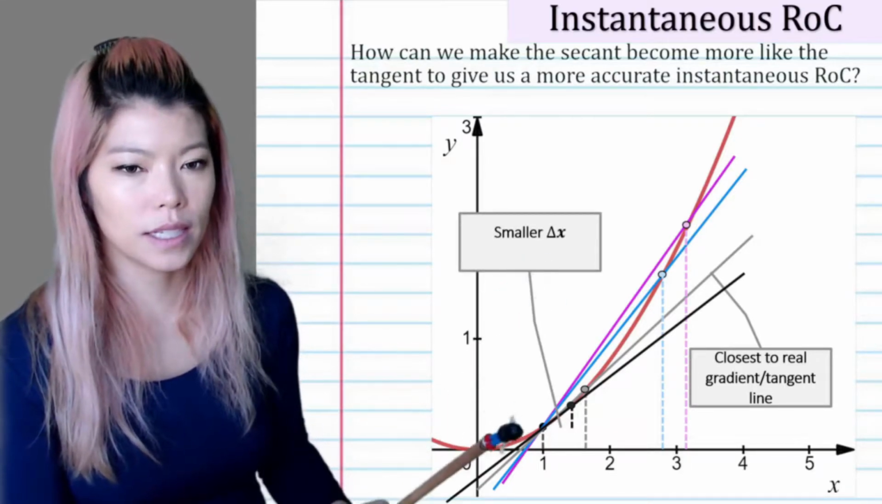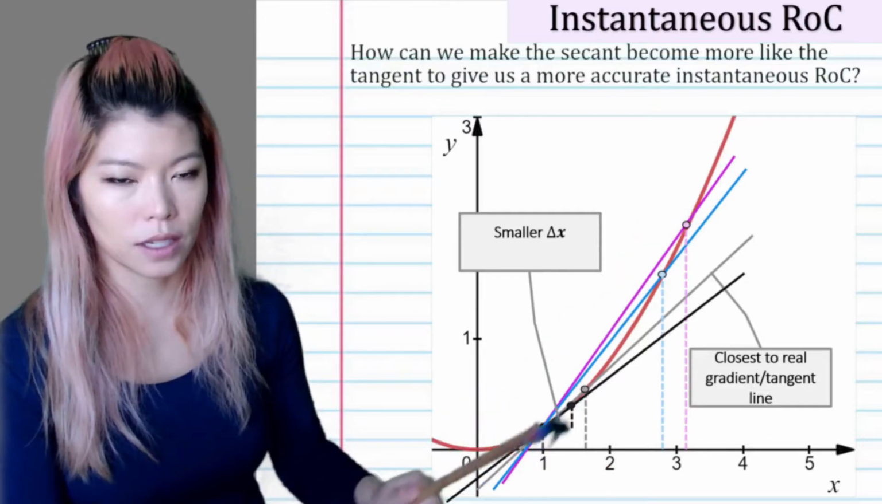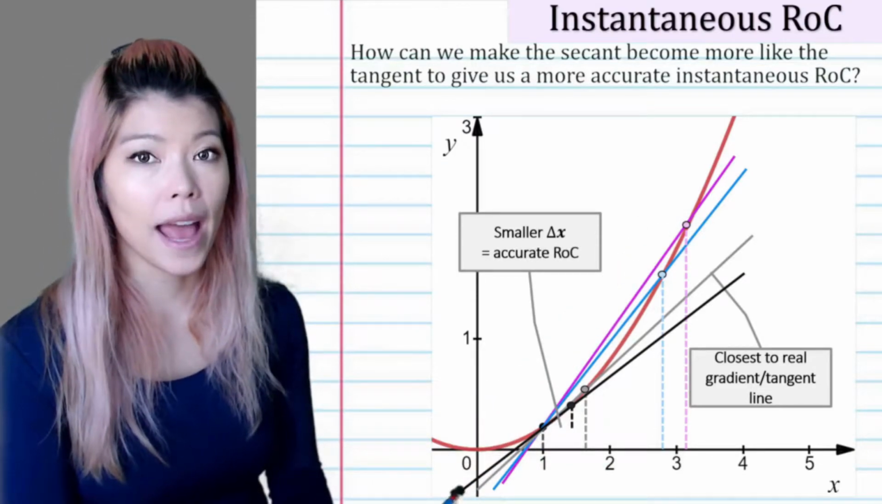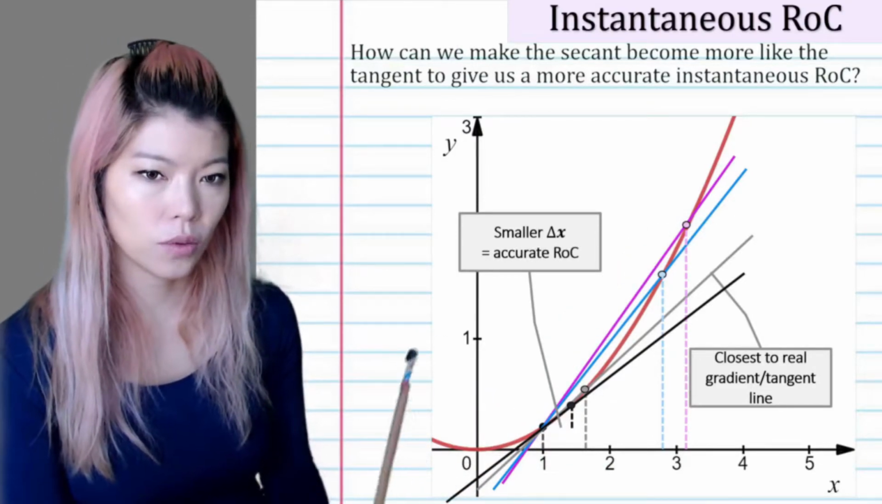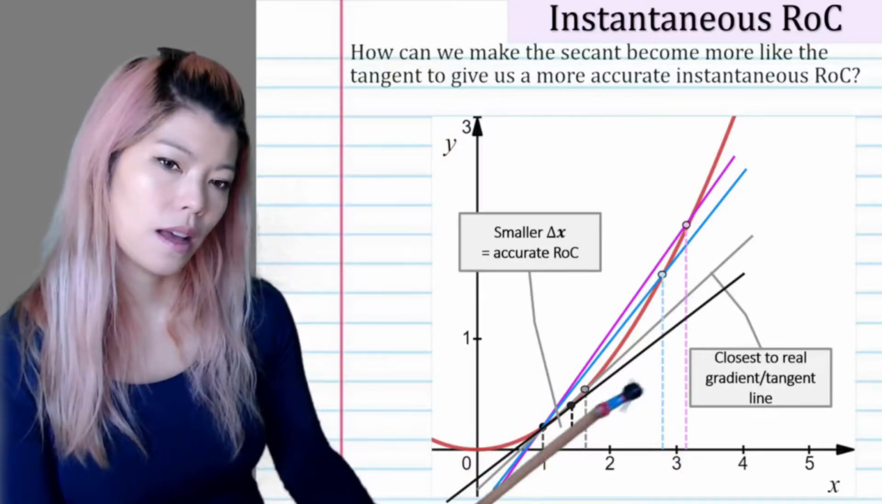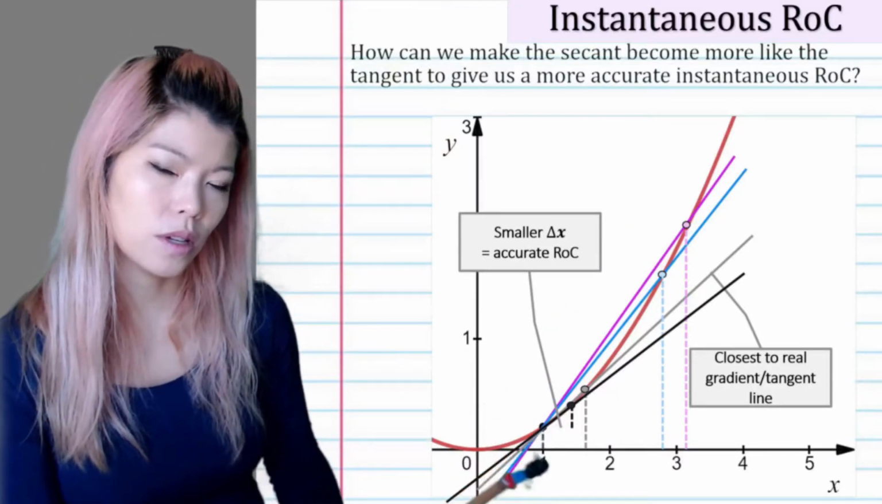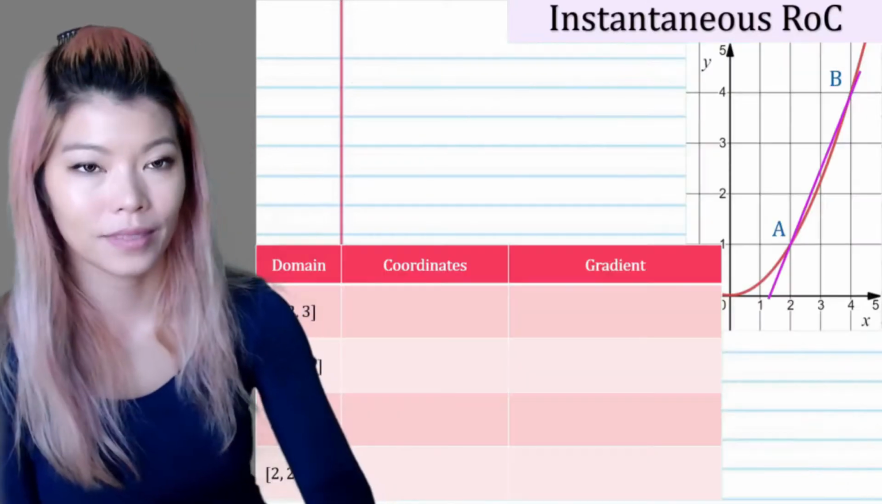So the smaller the difference in x, or the difference in the 2 dots, the more accurate our rate of change is. So we use the secant, but if we make the difference small, it almost becomes the tangent.